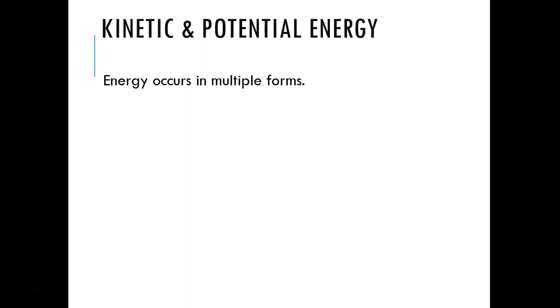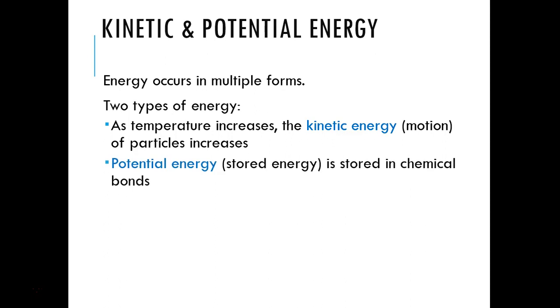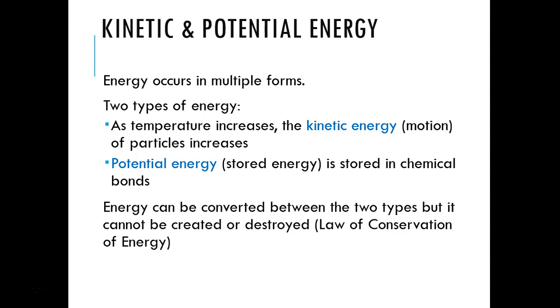Okay, so when we talk about energy, there's lots and lots of forms of energy, but we're going to focus on kinetic and potential energy in chemistry. Kinetic energy is energy of motion. So as temperature increases and particles move more quickly, their kinetic energy increases. Potential energy is stored energy in chemical bonds. And energy can be converted between the two types, but can't be created or destroyed. So, law of conservation of energy.